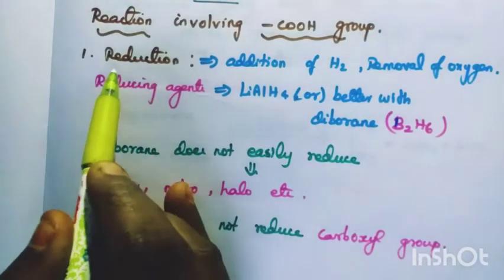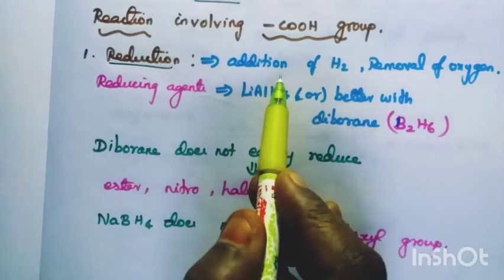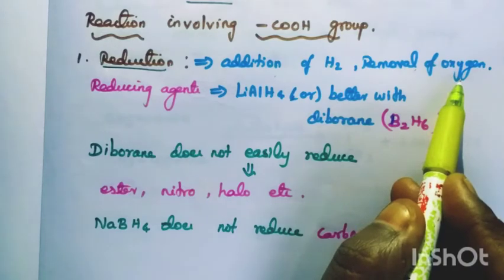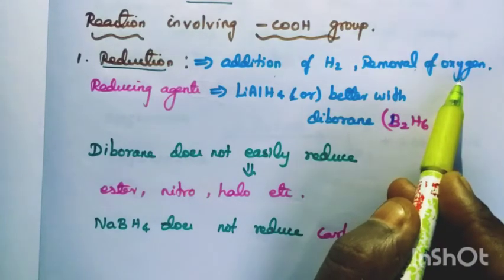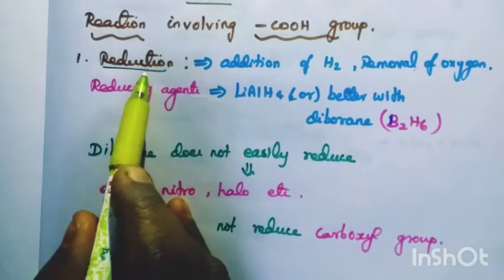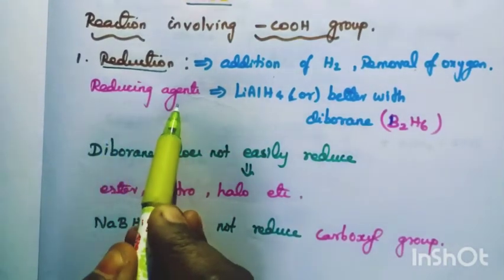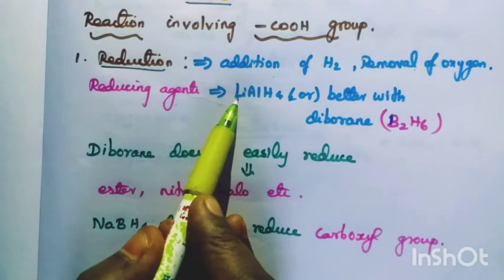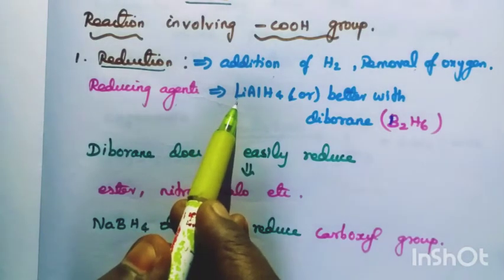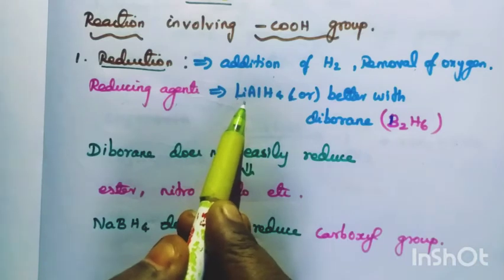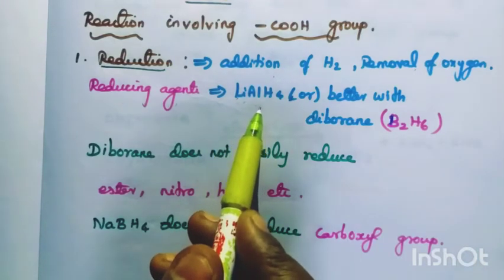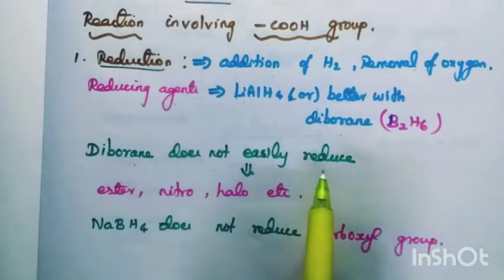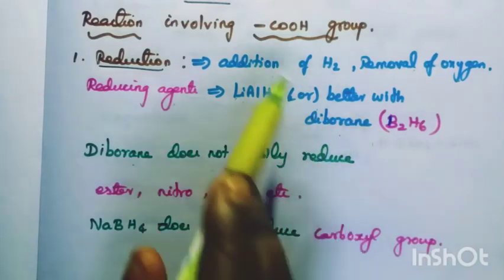Now reactions involving the COOH group. The first process is reduction. We know reduction means addition of hydrogen or removal of oxygen. Reduction needs a reducing agent. We know some reducing agents like lithium aluminum hydride, sodium borohydride, hydrogen with platinum, hydrogen with palladium, that is catalytic reduction. All these are reducing agents. Here we are going to use lithium aluminum hydride or diborane. For acid we are using diborane.